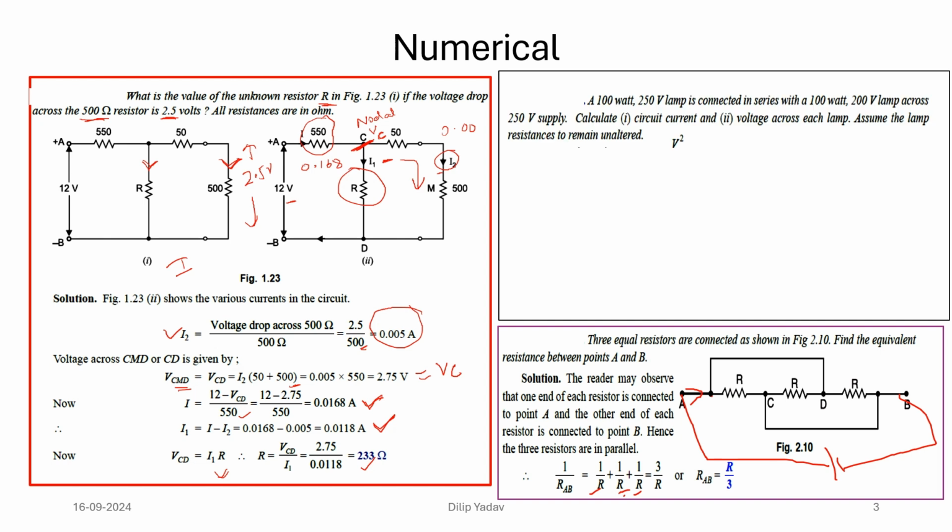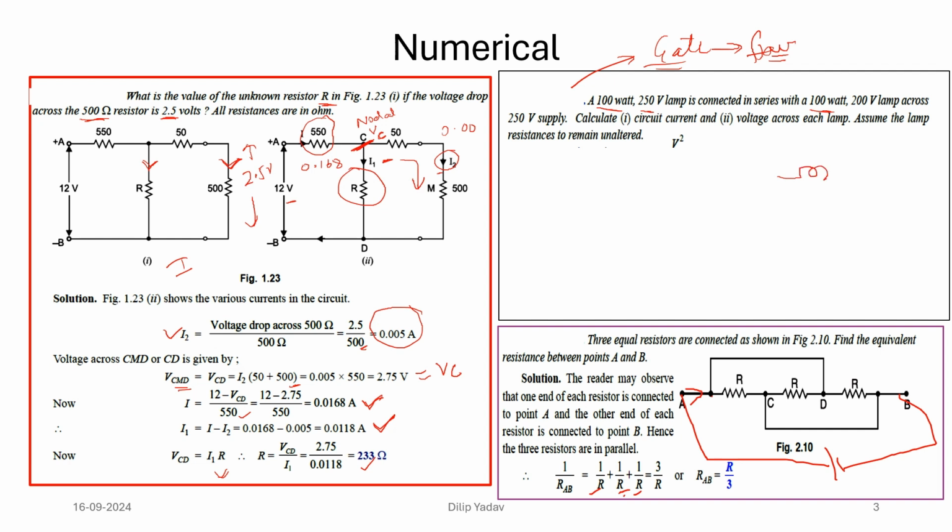Now coming to the third numerical. This numerical is really very important, because if we go for the GATE examination or somewhere, it is one of the favorite questions that has been asked. It says a 100 watt 250 volt lamp is connected in series with a 100 watt lamp. So we should have one visual regarding this.